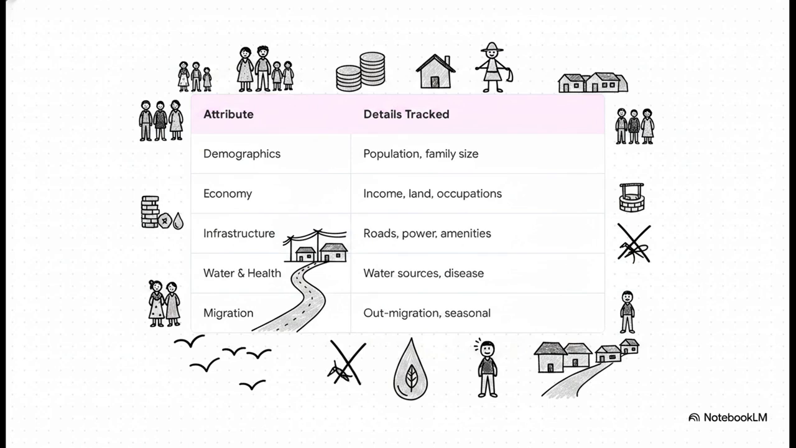Experts map out absolutely everything. Look at the key attributes we track. We're talking demographics, like population breakup and family size. They track land ownership, income, and occupations to understand the local economy. They audit local infrastructure, down to the distance to the nearest paved road or electricity access. They log drinking water sources and drainage, and dive deep into education and health data, noting things like literacy dropout rates or prevalent disease patterns like malaria. They even track complex outmigration and seasonal migration patterns. Basically, they are building a deeply comprehensive picture of the community's current quality of life.